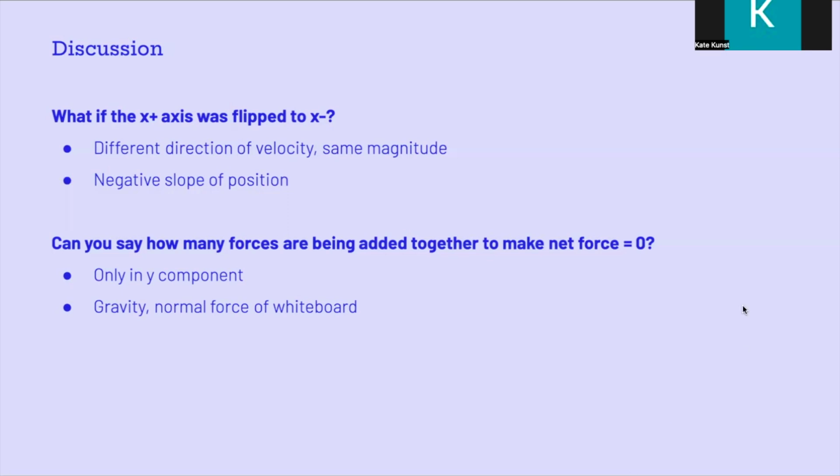Can you say how many forces are being added together to make net force equal 0? Yes, because we know that there's only net force in the y component because there's nothing pushing or pulling against it in the x component. So we know that gravity is constantly pulling down on the expo marker, and as the expo marker is constantly coming into contact with the whiteboard, then there's a constant normal force of the whiteboard pushing up on the expo marker. So these two vertical forces counteract to make a net force of 0.